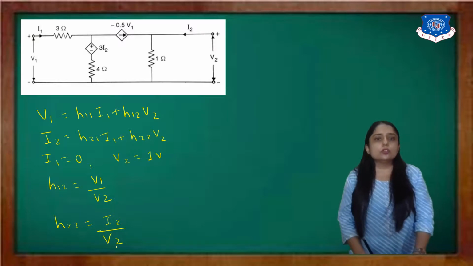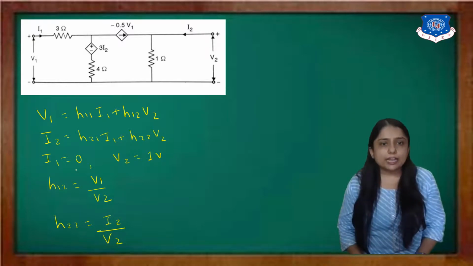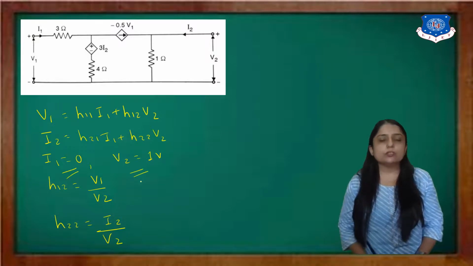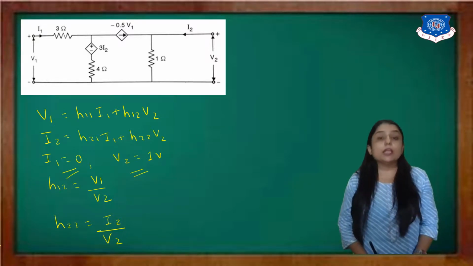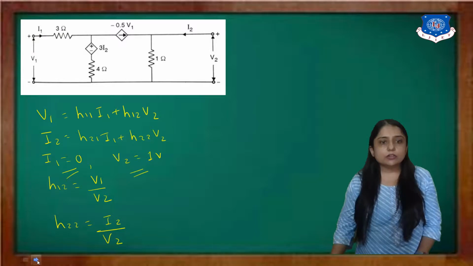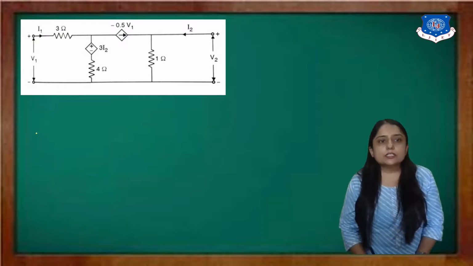So we have to draw our network. In that network we have to consider I1 as 0 and V2 equal to 1 volt. And then we want to find out the value of V1 and I2. So let's draw that network. We will just consider this network here.